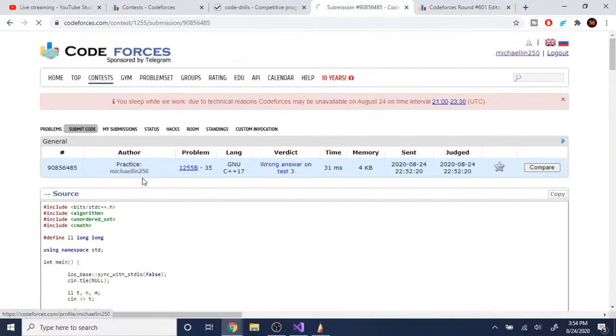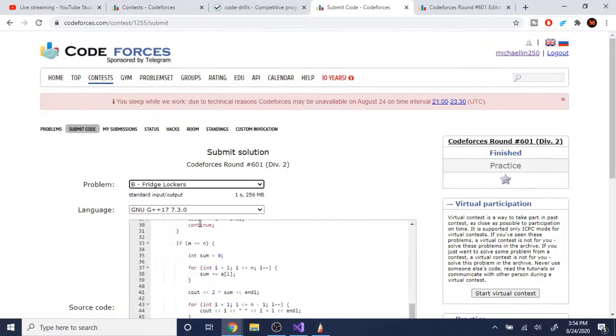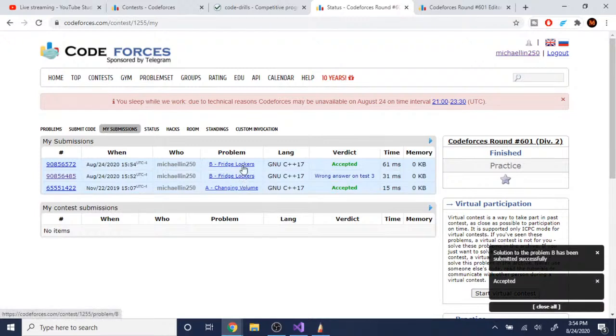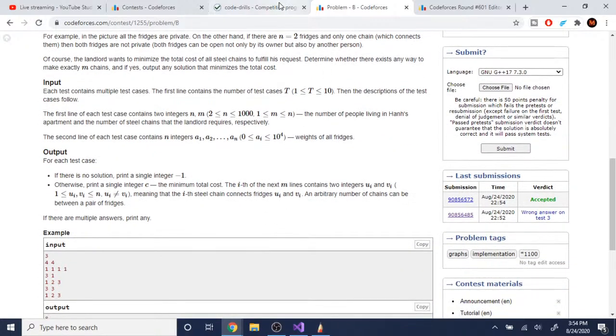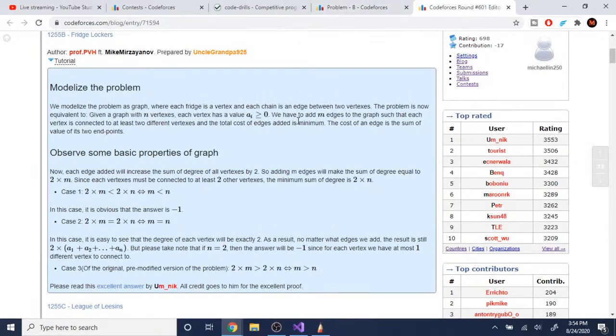Let's try submitting it again. Oh, that was it. Wow. Huh. They didn't ask for if m is greater than n? Wow. Okay. So yeah, the problem boils down to, can you connect a vertex with at least two different others, right? And the total cost is minimum. Okay, well that was a fun understanding of a graph problem.